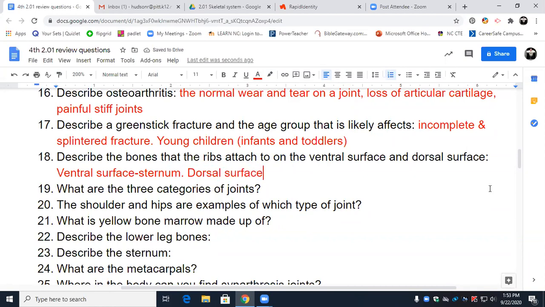Or the posterior. So what do they attach to on the posterior side? There's 12 of them because there's 12 ribs. Yes, which vertebrae? Which of the vertebrae are there 12 of? Anybody at home? Thoracic, yes. Very good.